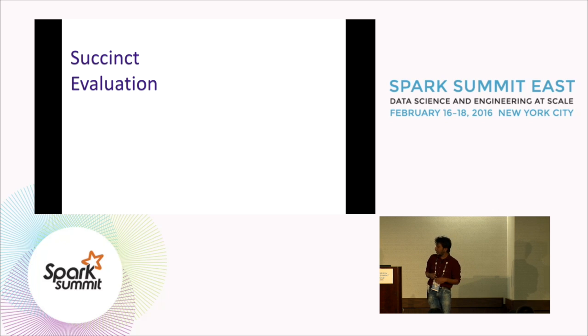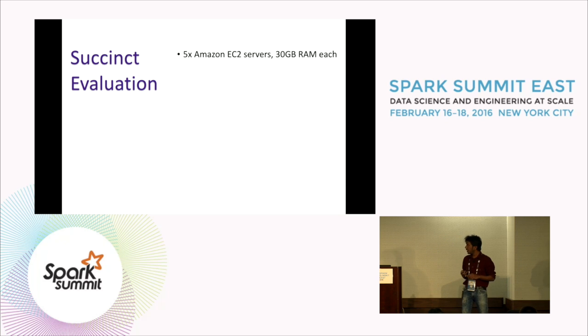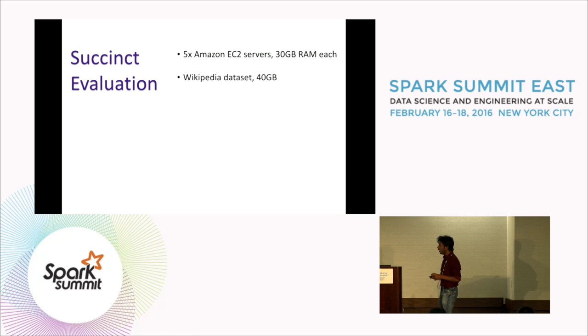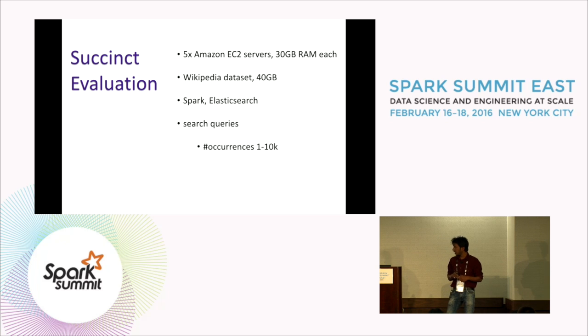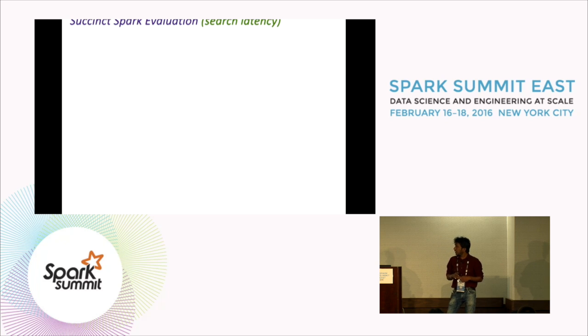So I want to show you some quick numbers. These particular results that I'm going to show you are with 5 EC2 servers, each with 30 gigabytes RAM. We are using a lot of RAM because we want other systems to fit in memory as well. And I'm going to use this Wikipedia dataset with 40 gigabytes. And I'm going to compare against Spark and Elasticsearch, okay? And for search queries with certain number of occurrences. Okay, so let's see what search latency looks like.